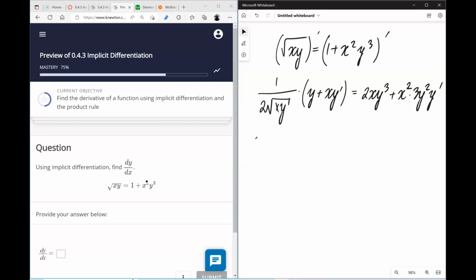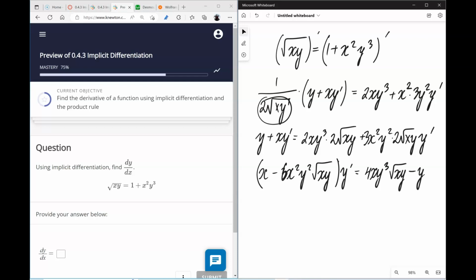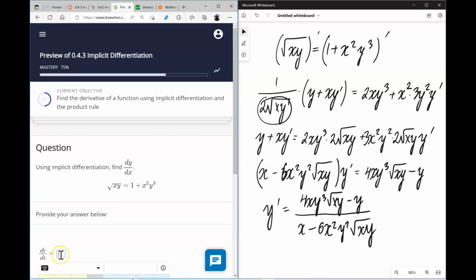We can distribute this, or we can actually multiply both sides by that denominator, so we'll end up with something like this. And then we can combine all the y primes here. So this becomes 6, all that y prime, and this becomes 4xy cubed square root of xy minus y. So y prime is equal to 4xy cubed square root of xy minus y, divided by x minus 6x squared y squared square root of xy. Hopefully this will give us a little boost in progress.